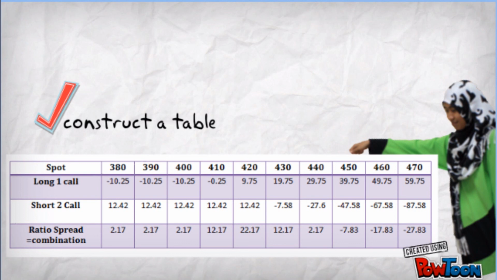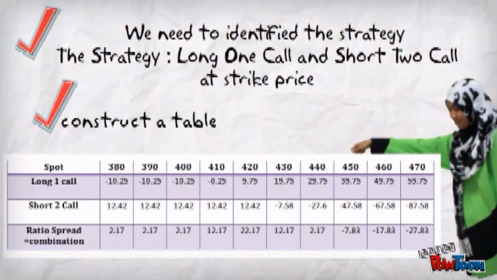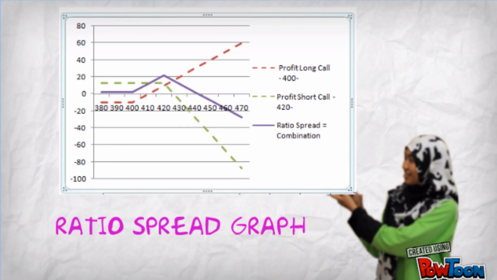After we calculate the profit of 1 long call and 2 short calls, we need to add up both call options to get the ratio spread. Finally, the last step, by using the combined values, draw the call ratio spread graph.